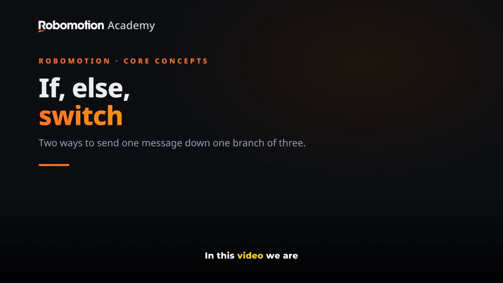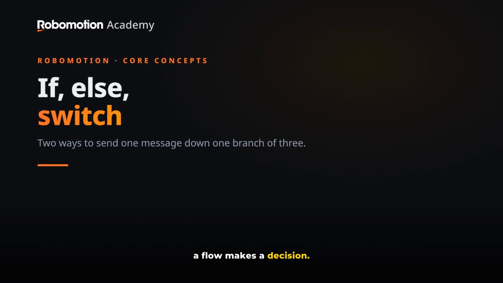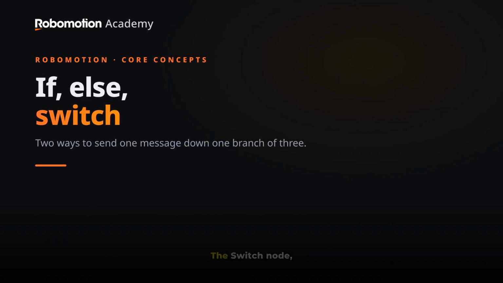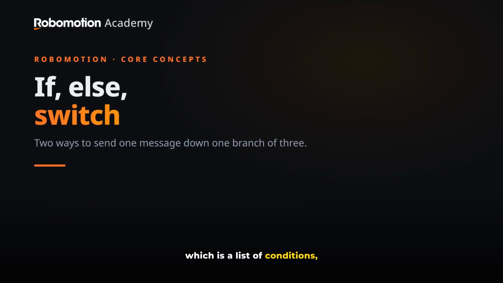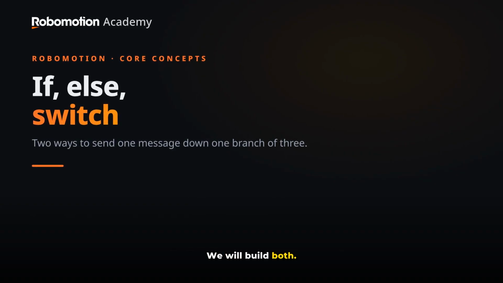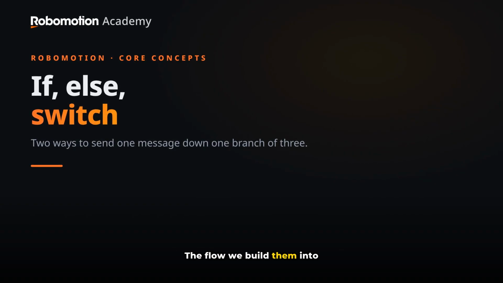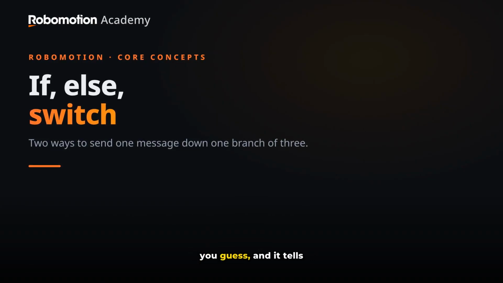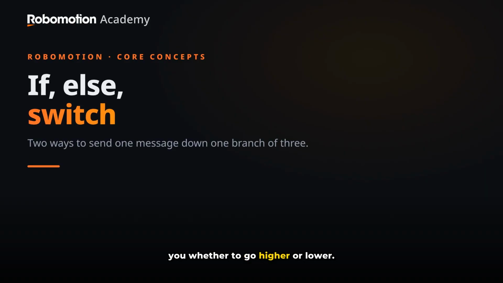Hello, in this video, we are going to learn how a flow makes a decision. There are two ways to do it in Robomotion. The switch node, which is a list of conditions, and the function node, which is JavaScript. We will build both. The flow we build them into is a number guessing game. The robot picks a number, you guess, and it tells you whether to go higher or lower.